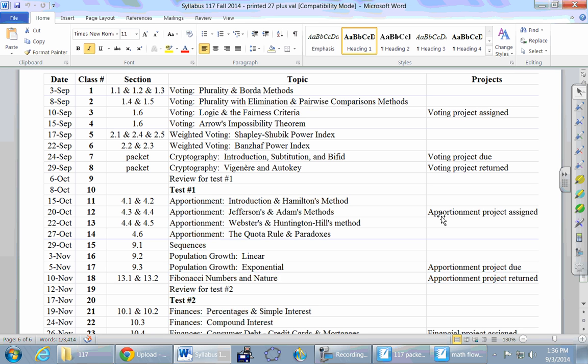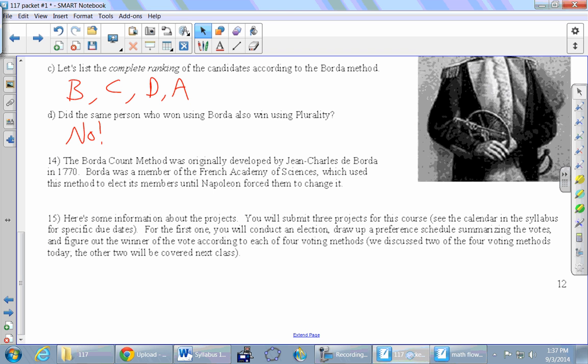So as you can see, there are three different projects that we're going to do throughout the semester, roughly equally spaced. The first project is on voting, and it's going to be assigned a week from today, officially assigned Wednesday coming up. And then it's going to be due on September 24th. I'll return it to you on September 29th in time for you to look over the feedback I give you before the first test. And then it's the same kind of thing for the second and third projects. So let's talk about project number one right now.